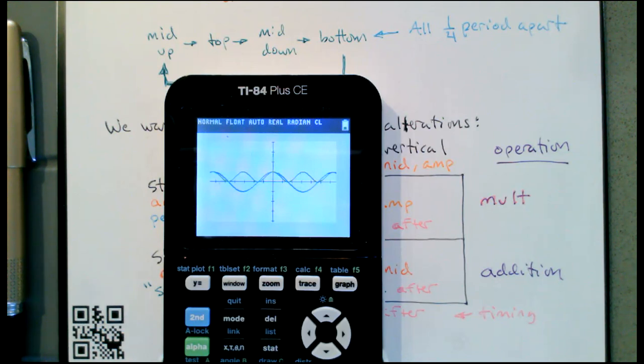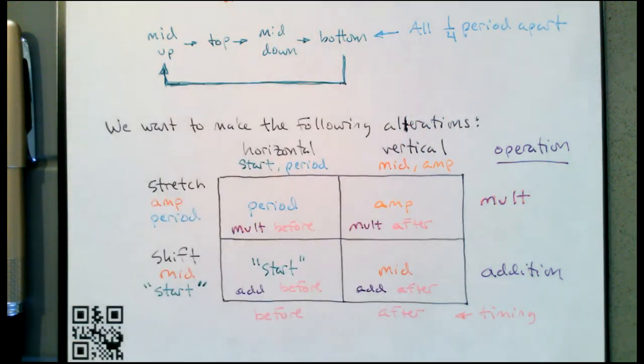So I performed an operation before the trig function and got a horizontal change. I performed an operation after the trig function and got a vertical change. So I really like organizing changes to the graphs of functions this way. Before and after, multiplication and addition, horizontal and vertical, stretches and shifts.